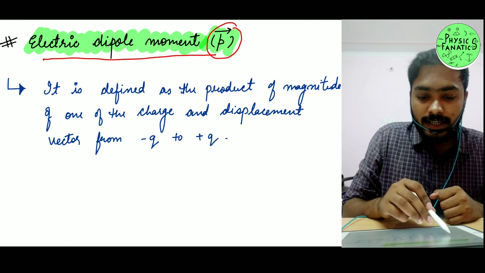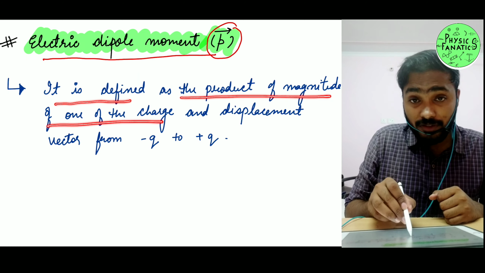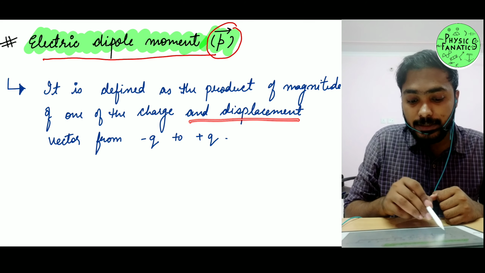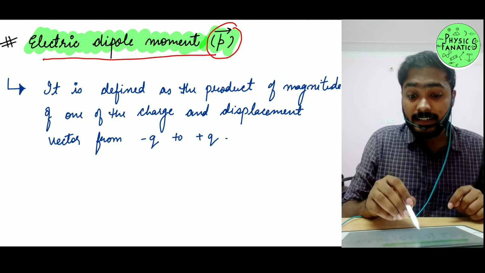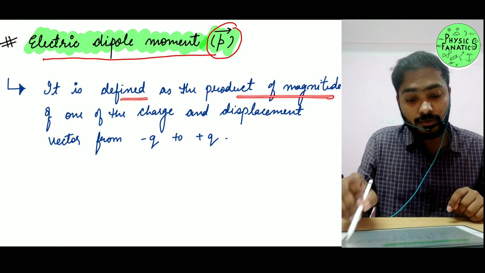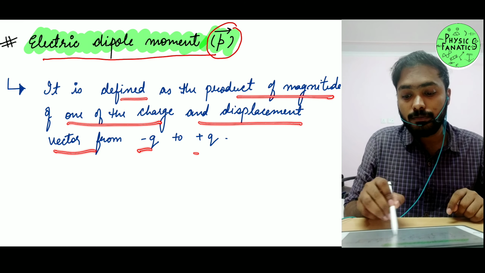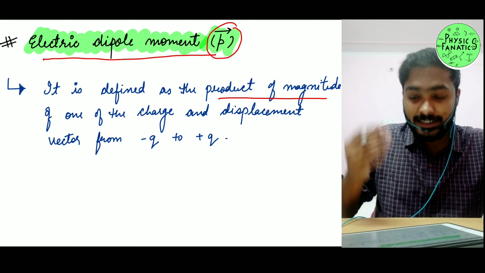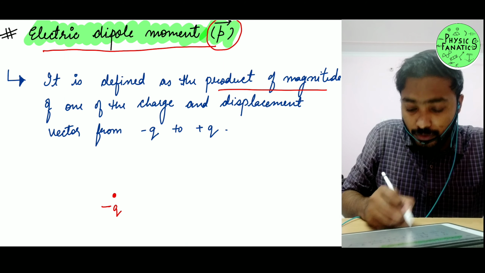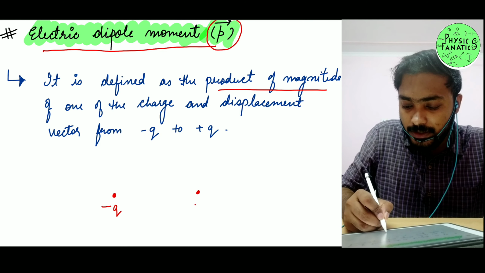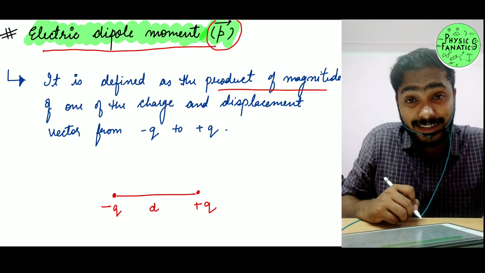It is defined as the product of the magnitude of one of the charges and the displacement vector from minus q to plus q. First of all, let's make the dipole. I have a minus q charge and a plus q charge. They are separated by some distance. Let me call that distance d.